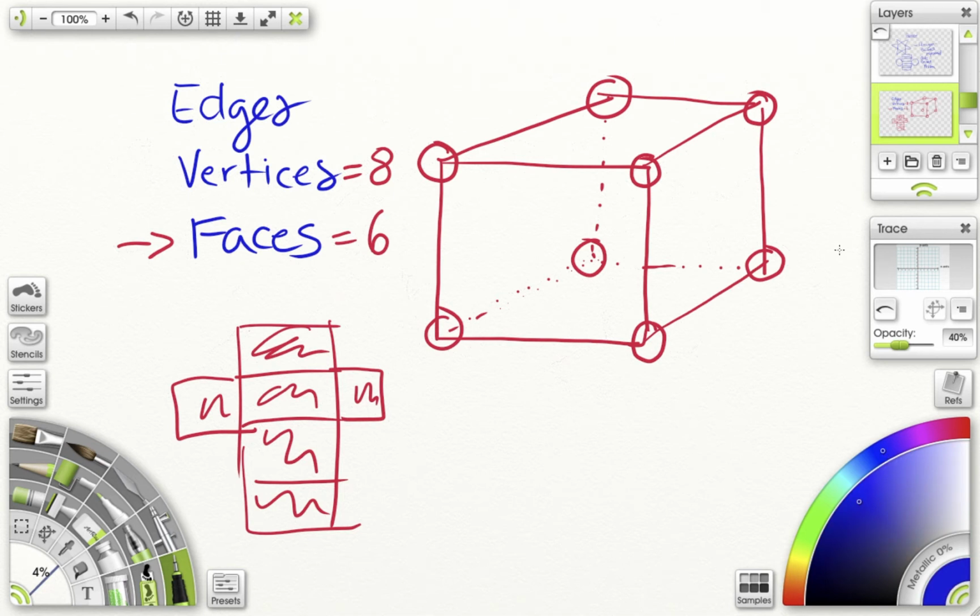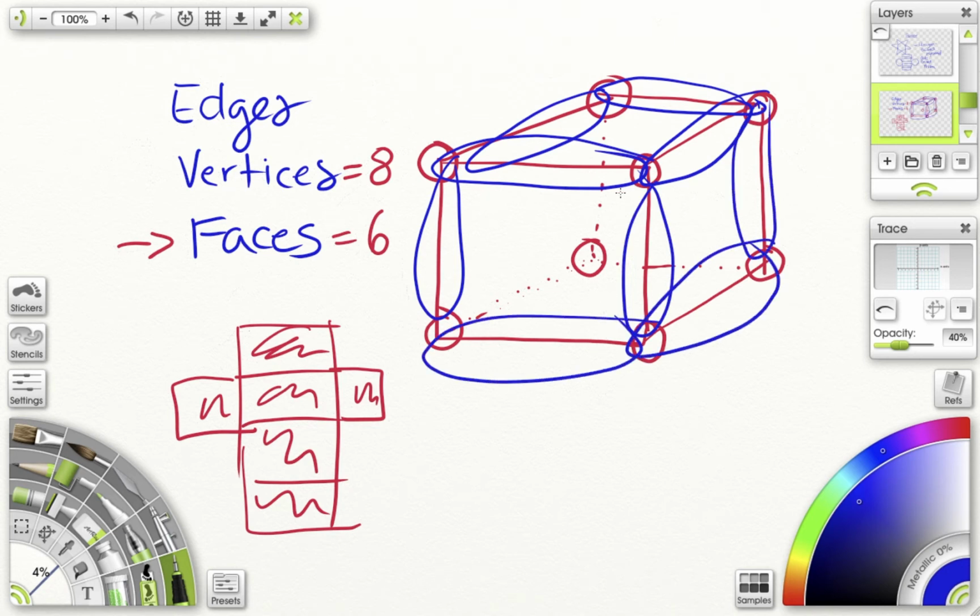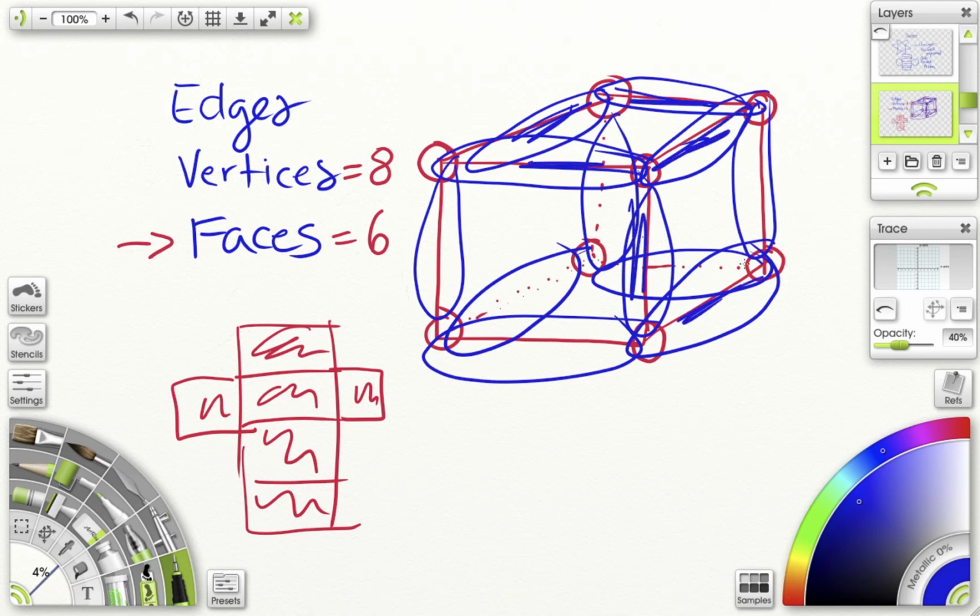Edges are our lines. So a line here, a line here, a line here, a line here, a line here, one here, here, here, here, here, and here. There's a lot of them. How many does it have? Well, we have to count out those lines. So I have 1, 2, 3, 4, 5, 6, 7, 8, 9, 10, 11, and 12. There's 12 edges.